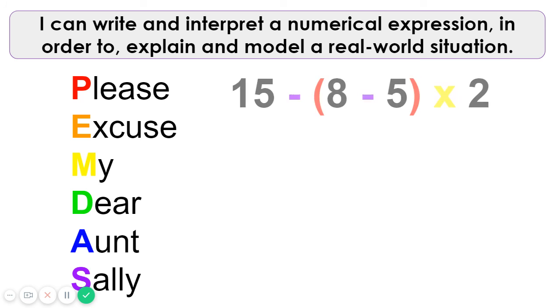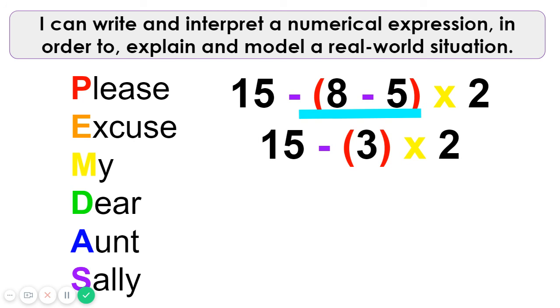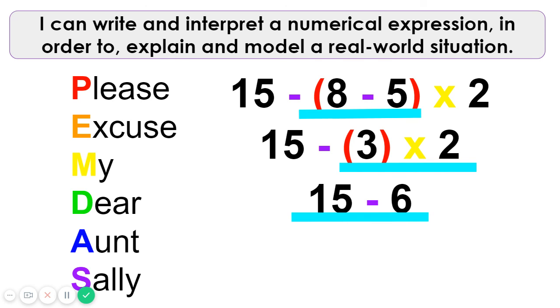Let's look at another one. 15 minus 8 minus 5 times 2. So I have to do my parentheses first. So I have to complete 8 minus 5. So 15, I brought down my 3 from 8 minus 5 times 2. Following my order of operations, multiplication comes next. So 3 times 2, that gives me 6. So the last problem that I'm having to solve is 15 minus 6, which is 9.